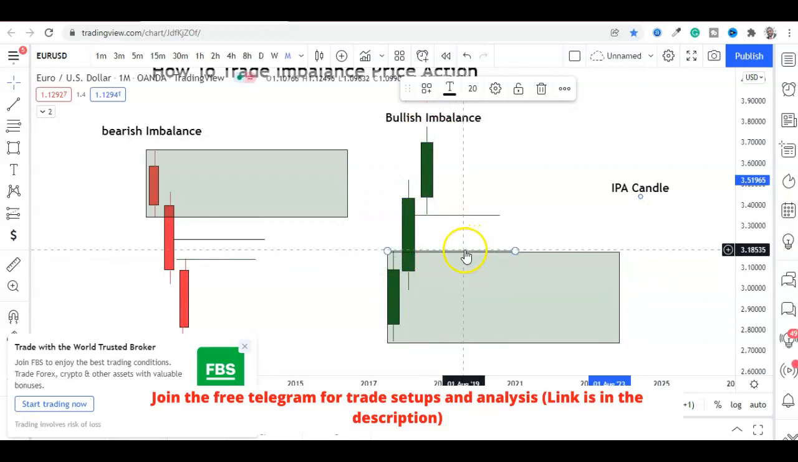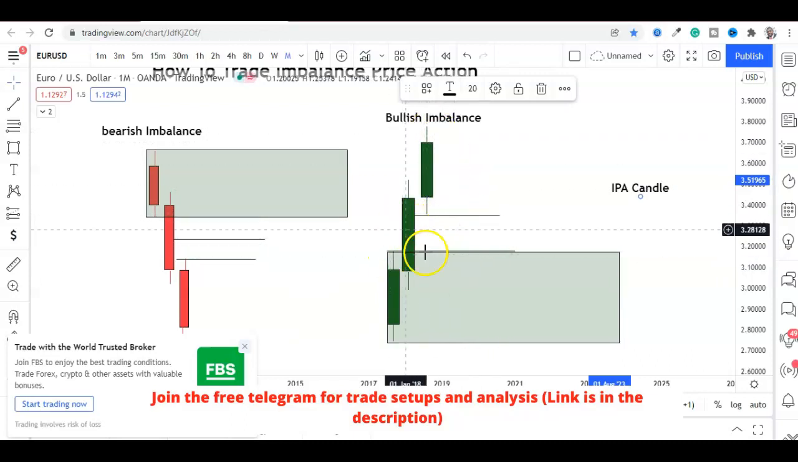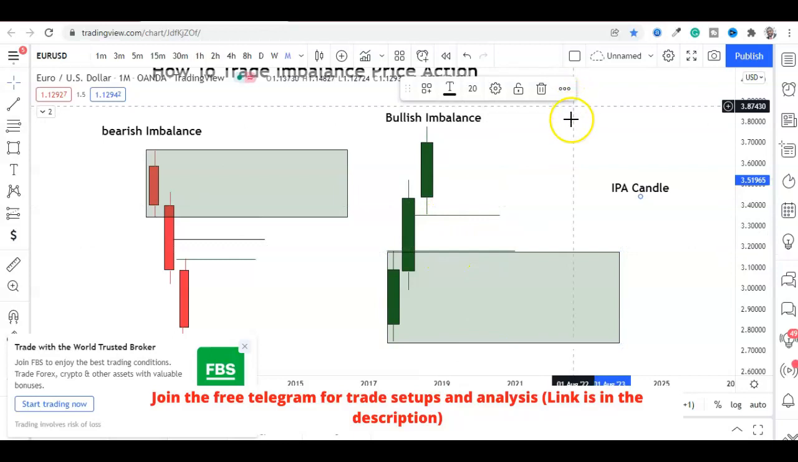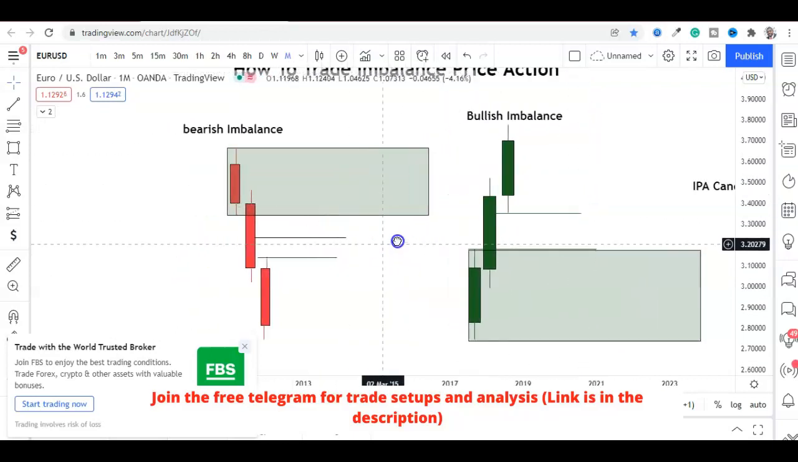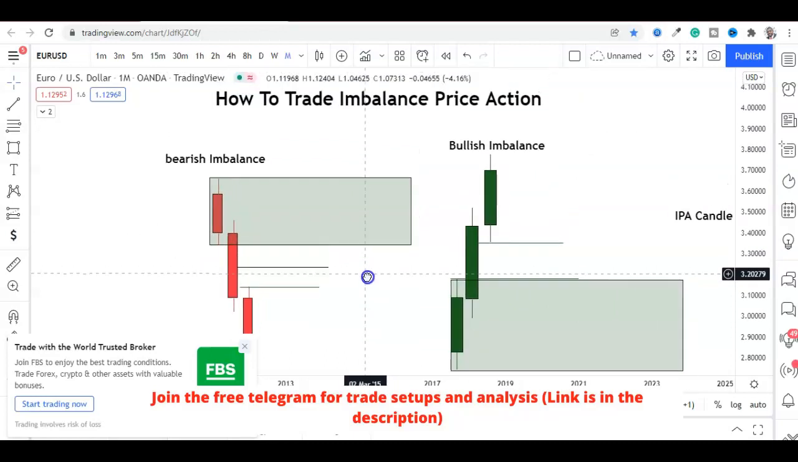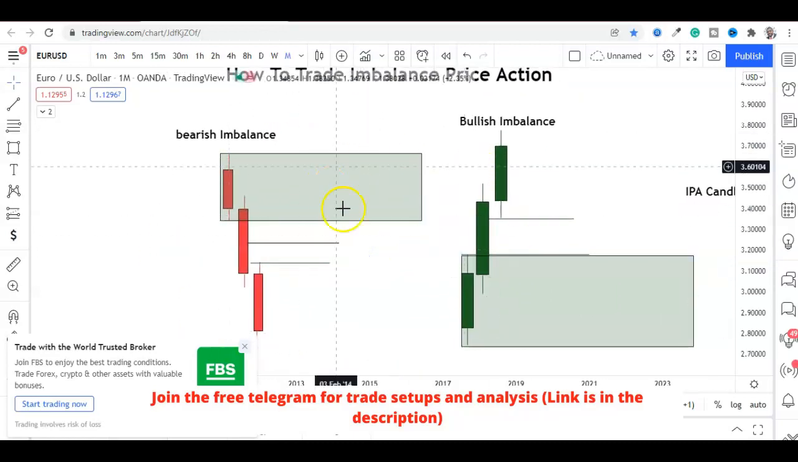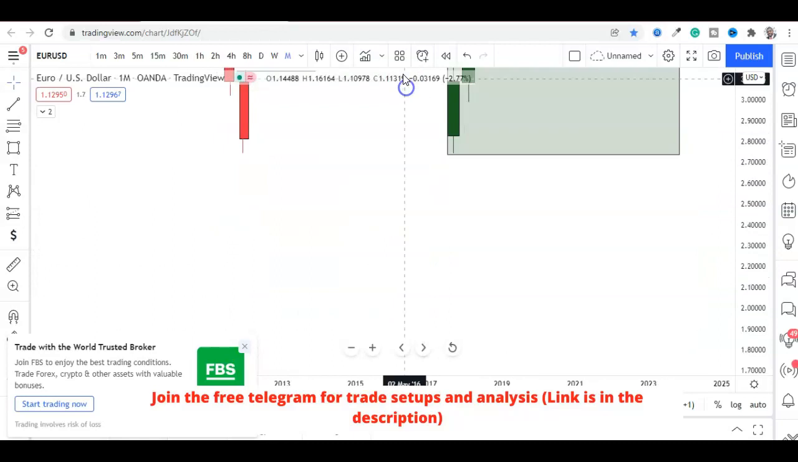Because price moves in search of liquidity, and we have the liquidity void in here, so price needs to come in to fill up the imbalance before taking price to the upside. So we are going to look at the chart and see if we can identify any of these. Let's go to the chart.